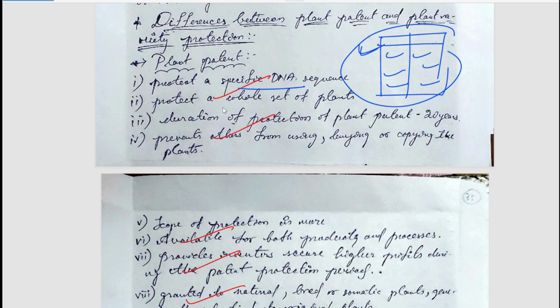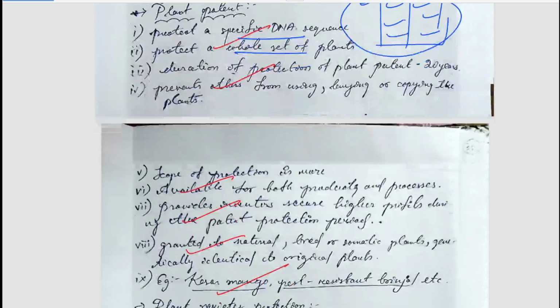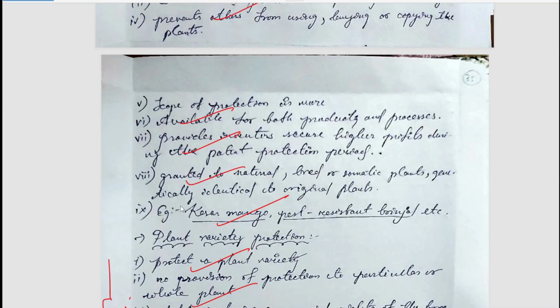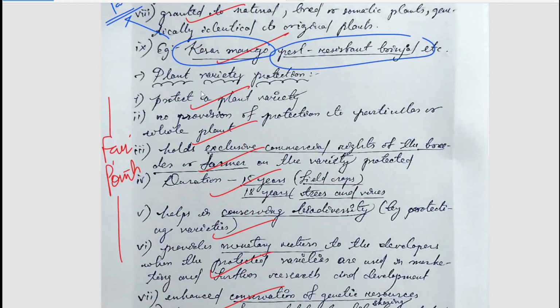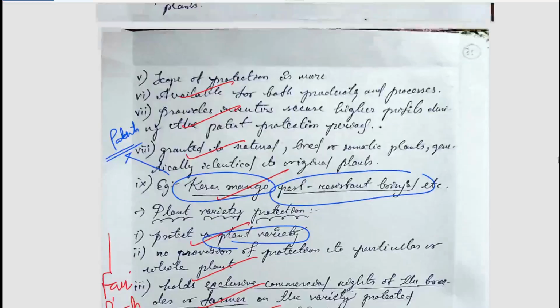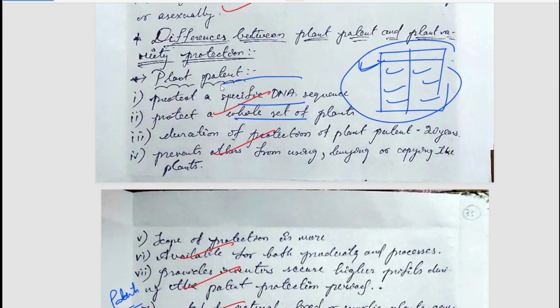Okay, specific DNA, whole set of plants. So writing points, you can simply pause and read it. Examples have been mentioned, such as kesar mango, pest resistant brinjal. These are all given through patents. Now, what is plant variety protection? It protects the plant variety. Here you can see it protects a specific DNA sequence.